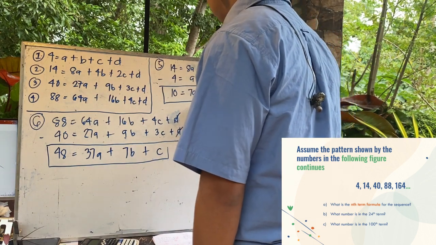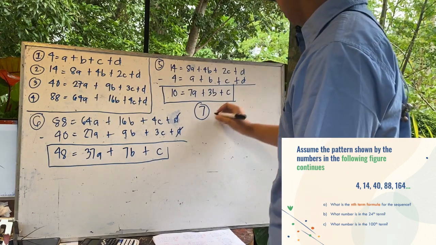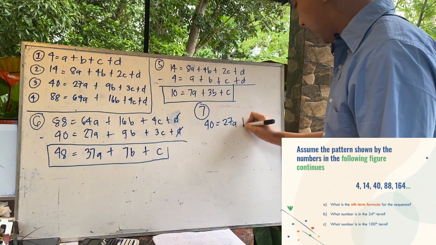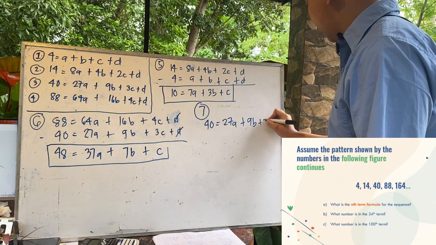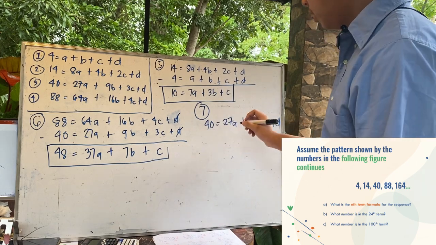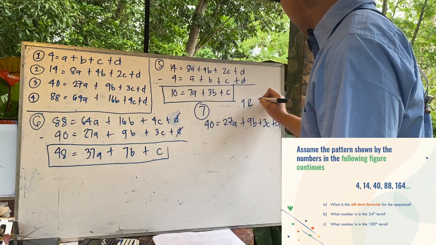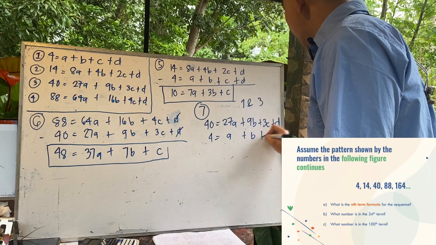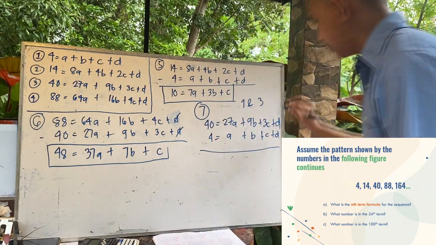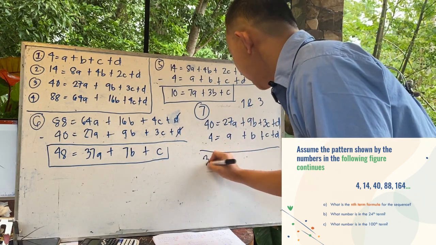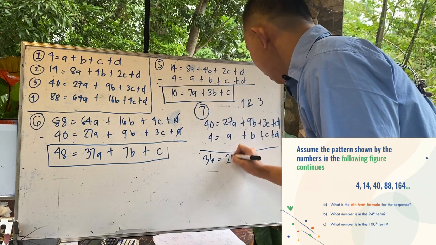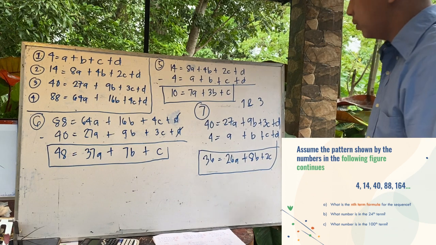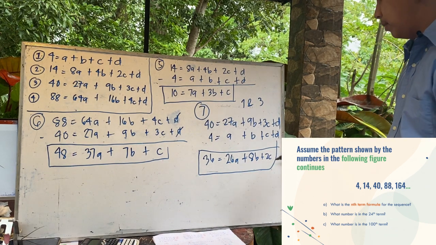For equation 7, we have to subtract equation 1 and 3. So equation 3 is 40 equals 27a plus 9b plus 3c plus d. Equation 1 is 4 equals a plus b plus c plus d. 40 minus 4 is 36 equals 27 minus 1 is 26a plus 8b plus 2c. So this is equation 7. 36 equals 26a plus 8b plus 2c.